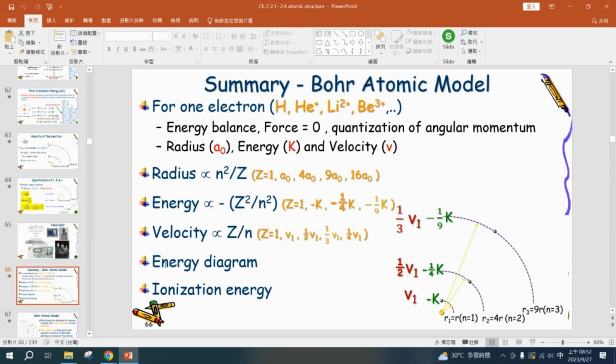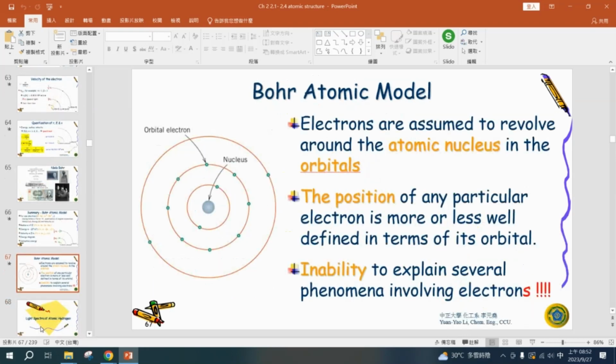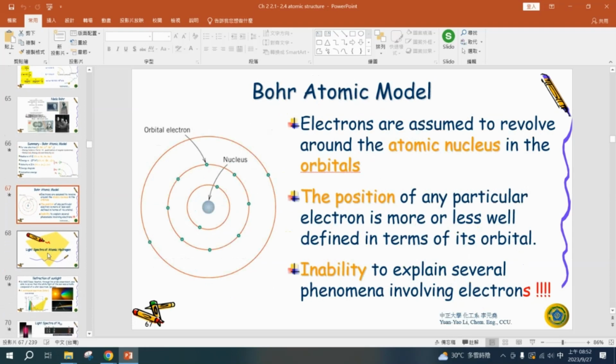Okay, and we also learned the energy diagram, right? Lowest and highest. The highest will be energy equal to 0. And we also learned the ionization energy. We have first ionization energy, second ionization energy, and third ionization energy, etc. Okay, so this is the Bohr atomic model.